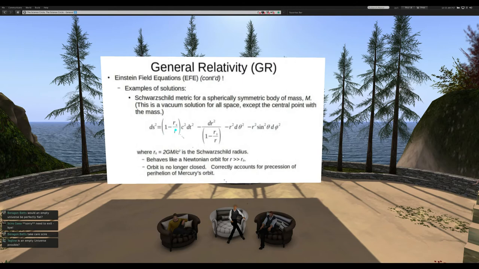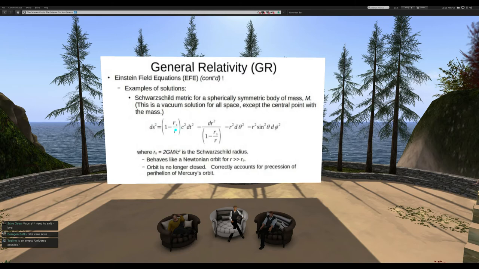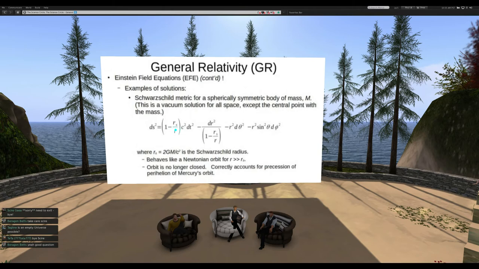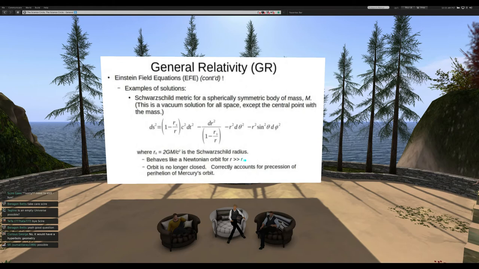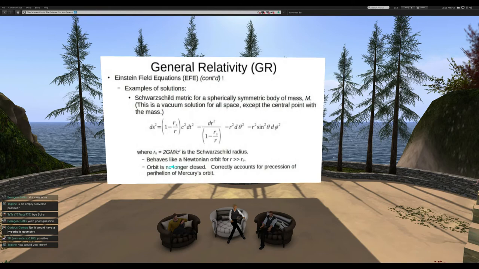This RS is a Schwarzschild radius, which is of important significance. We're going to talk about that in a little while. But for R, this is a coordinate R. It's not the size of the mass. This tells you where the field is, or the curvature is, that you're trying to measure.